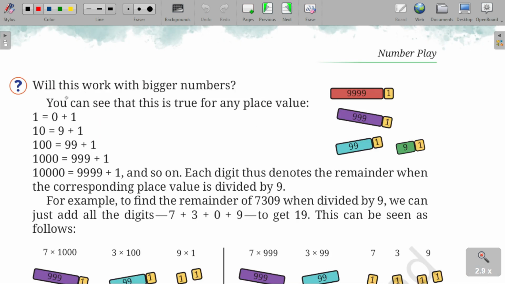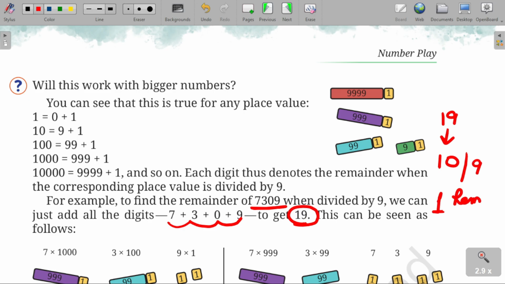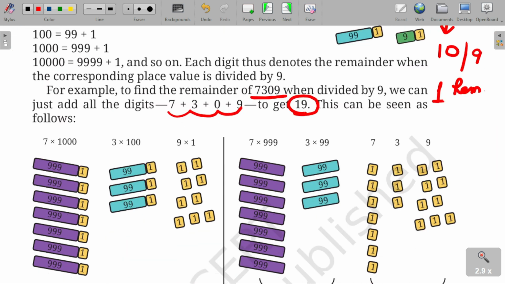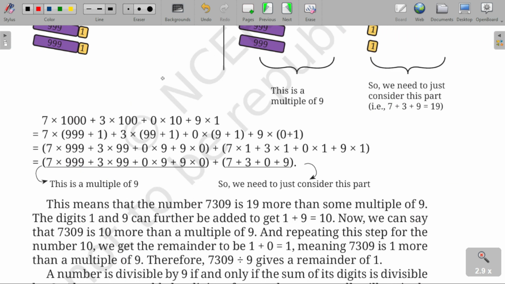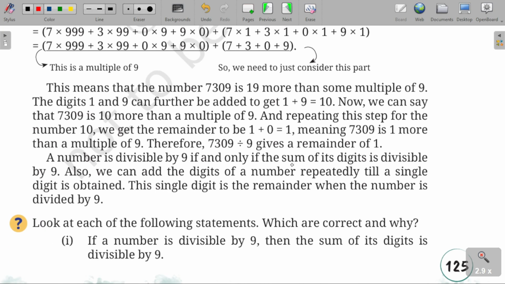Next. Will this work with bigger numbers? Let's check. Say you have 7309, any four-digit number. Just add up all the digits, you get 19. Clear? Now add again, you will get 10. When 10 is divided by 9, you will get 1 as a remainder. So this is a trick. This is a way to get it. In the whole text, it is elaborated. You can read it.